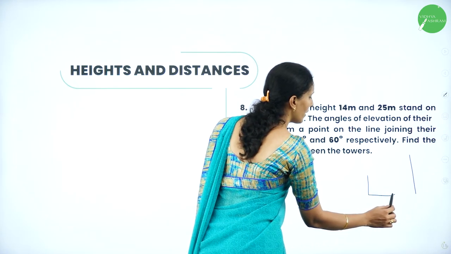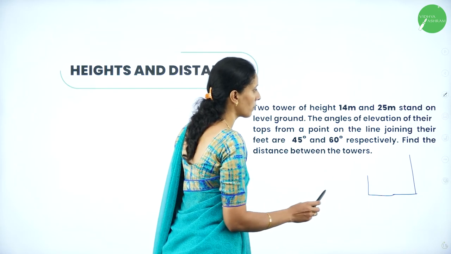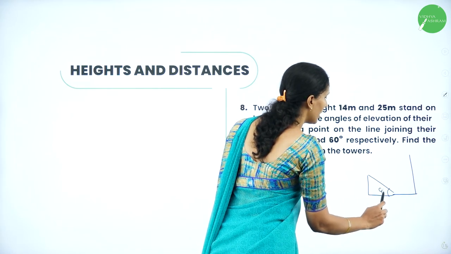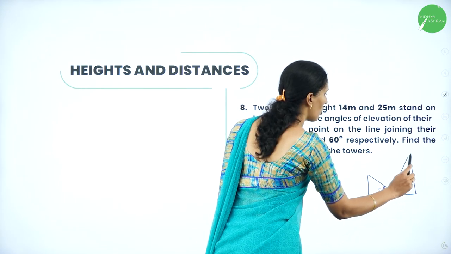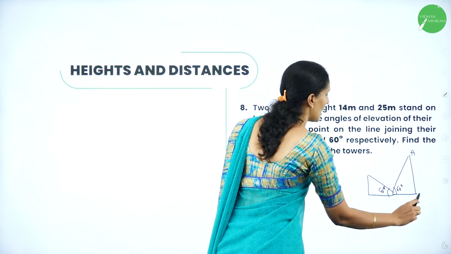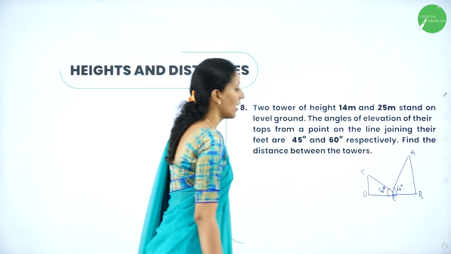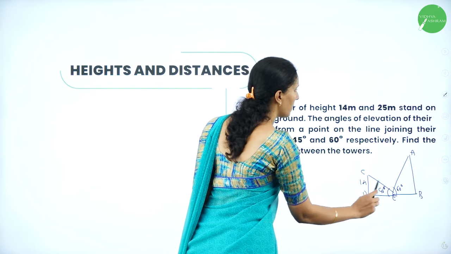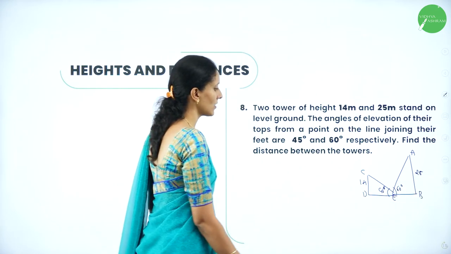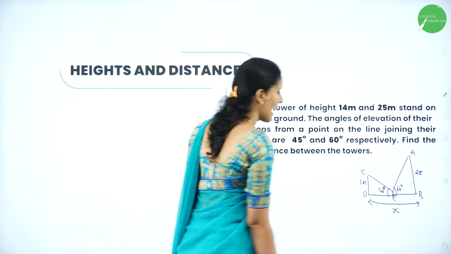So a person, when he observes the angle of elevation of the tops from a point on the line joining them, here it was 45 degree, and when he sees the top here, it was 60 degree. So let me mark this as AB, CD, and this as E. So this is 14 meter and this is 25 meter. I need to calculate the distance between these two. Let me consider this as X.